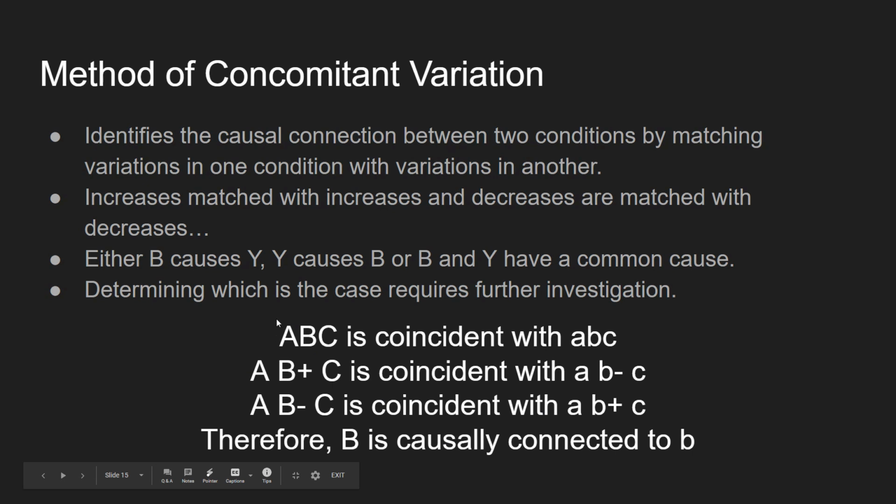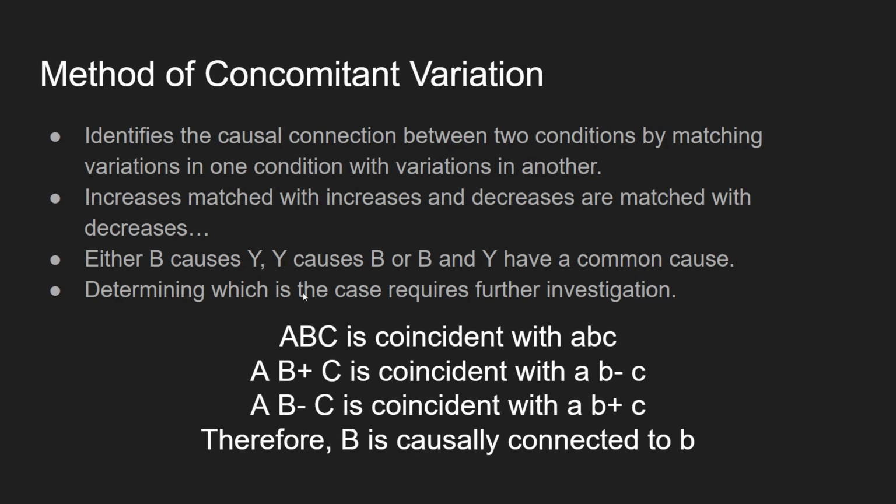So we've got some causes. ABC is coincident with these effects, ABC, and increasing B leads to a reduction in this effect here, lowercase b, and decreasing cause B leads to an increase in B plus. So we've got some kind of inverse relationship going on, and we'd say that B is causally connected to lowercase b.